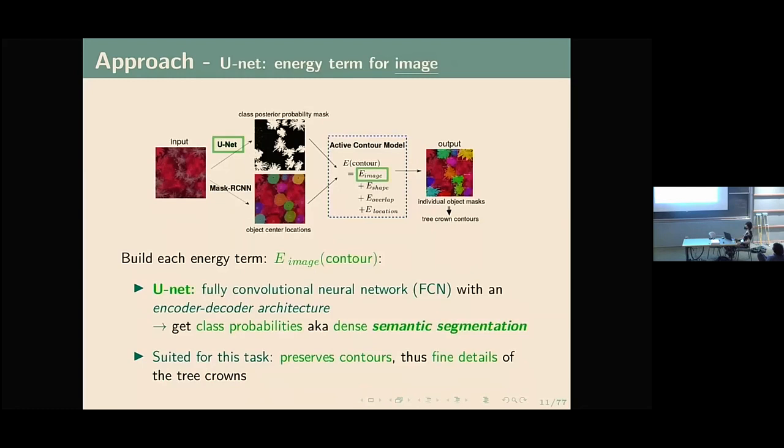The image term of our energy will capture the way the dead tree crowns appear in the image in the sense of pixel color. For this purpose, we use the UNet, which is a deep network from the class of fully convolutional neural nets, which follows the encoder-decoder architecture. The UNet performs dense semantic segmentation. In other words, for each pixel, it returns a class posterior probability. This network in particular is suited to our task, since it is known to preserve fine object details, which is visible in this picture.